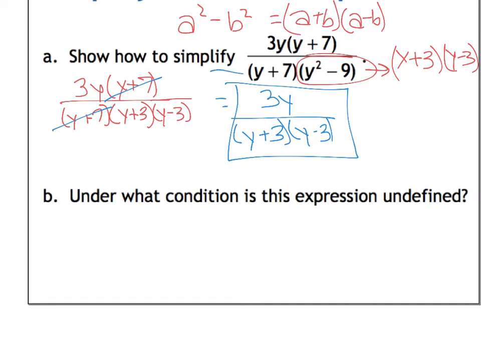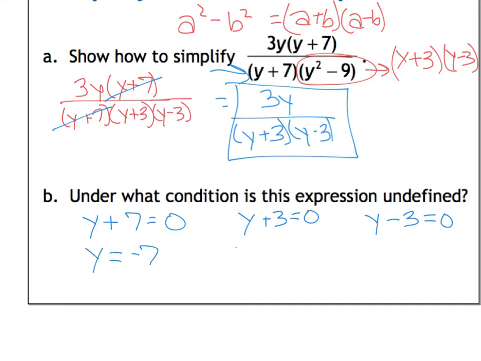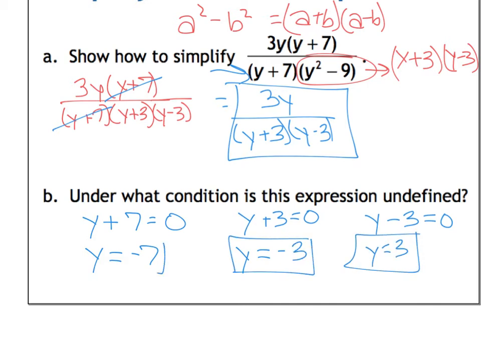And now we're going to see where this expression will be undefined. So again, we look back to the original denominator in its most factored form. And we're going to take each of these factors and set them equal to 0. So I have y plus 7 equals 0, y plus 3 equals 0, and y minus 3 equals 0. All right, and again, I'm getting my variable by itself. So I have y equals negative 7, y equals negative 3, and y equals 3. So if y is either of these three values, our expression is undefined, meaning we get a denominator that's 0.